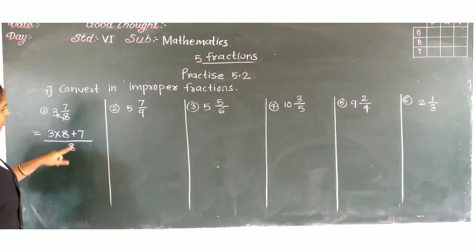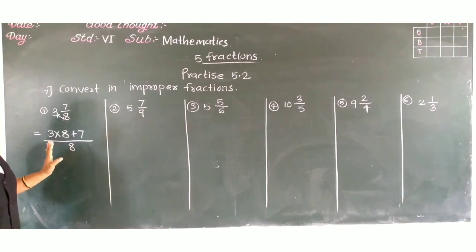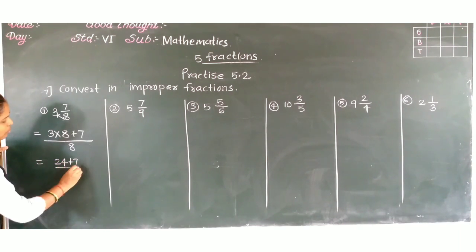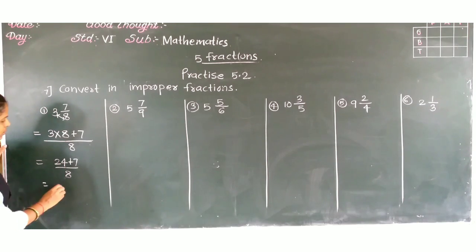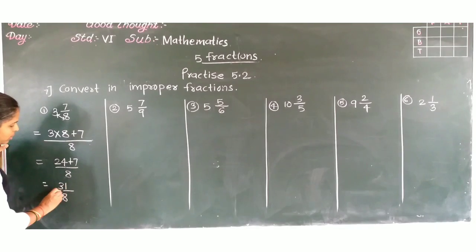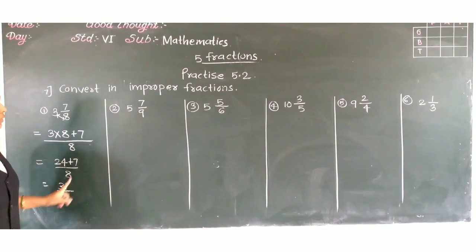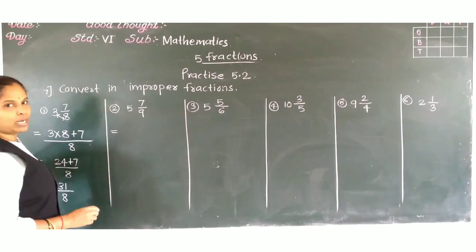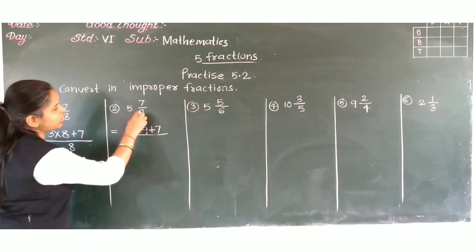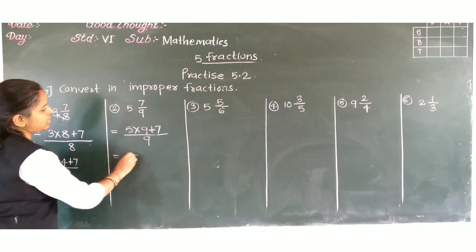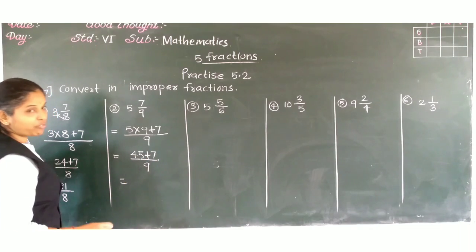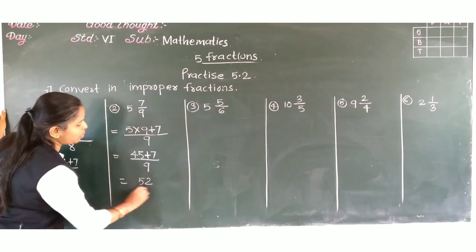Okay? 8 is there at the denominator, you will have to write it as it is. Now, 8 3s are 24 plus 7 upon 8. That is 24 plus 7, oh sorry, 31 upon 8. Okay. Now next. Now what will we multiply? 5 into 9. To that add the numerator, that is 7, and the denominator will be the same. 5 9s are 45 plus 7 upon 9. So 45 plus 7, 52 upon 9.